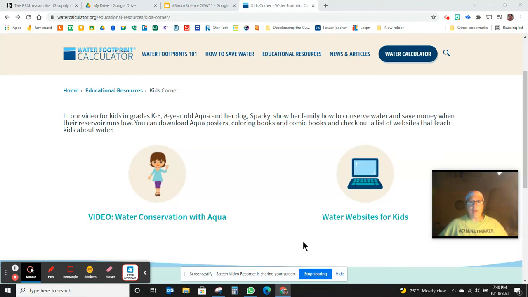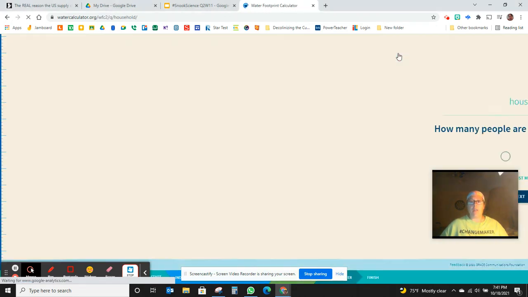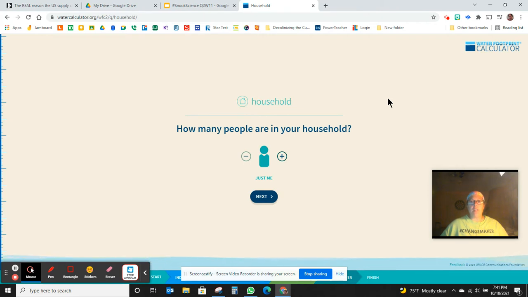Now I'm going to show you how to do the water footprint calculator. And this is going to be different for each of you unless you share a home together. So what you're going to do is go to the website and go up here and click water calculator. It's going to bring you to the next slide, which asks how many people are in your household. However, I only want you to do it as if you're the only person in the household. So just you. I want to see what your water footprint is. So I'm just going to click just me.